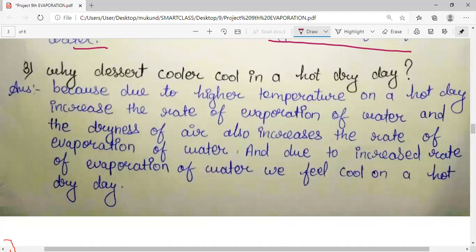Next question. Why does a desert cooler cool on a hot dry day? First of all, my dear students, you should know what a desert cooler is. A desert cooler is actually something that is made up of cloth that absorbs water well. So we can say that a desert cooler absorbs water well.